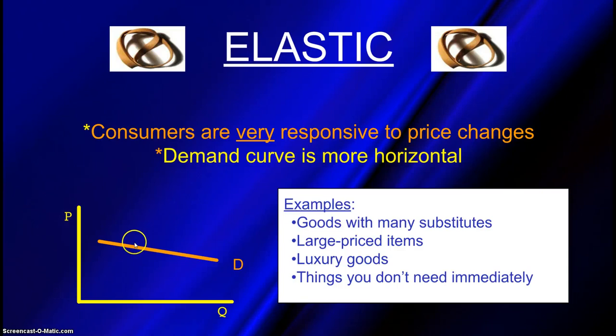So that demand curve is going to be more horizontal, because as the price drops just a tad, the amount people buy will go up by a lot. Or if the price goes up just a tad, the amount people want to buy goes down by a lot. Some examples of elastic goods are goods with lots of substitutes.